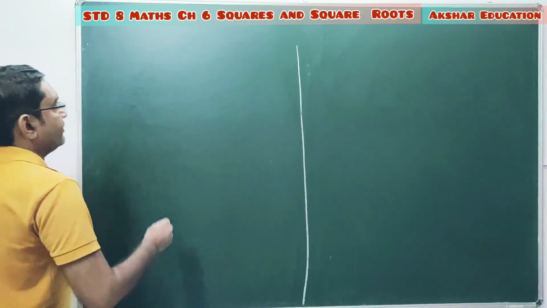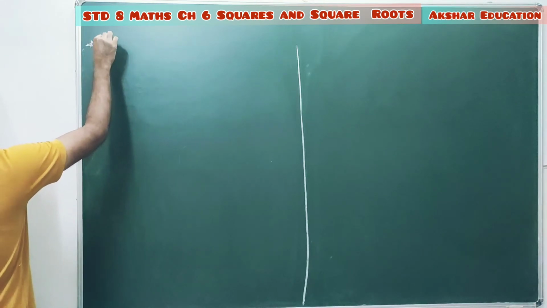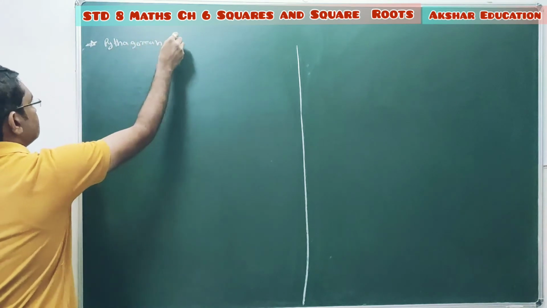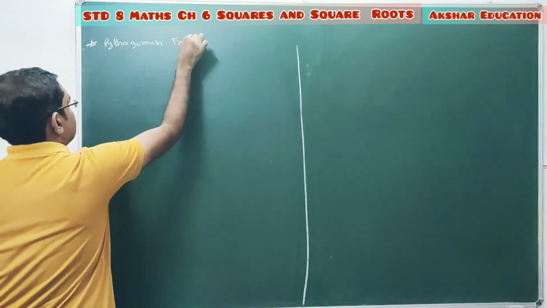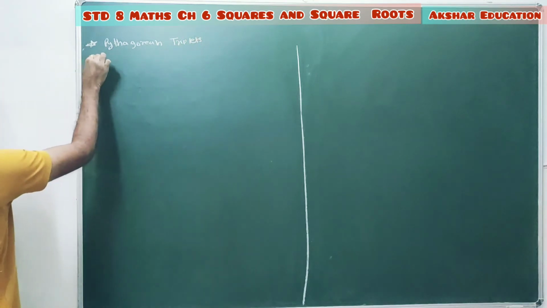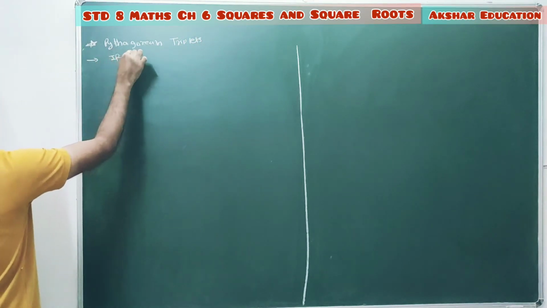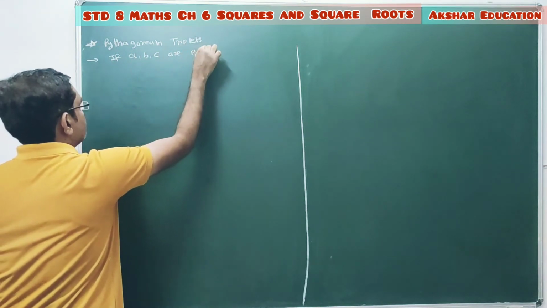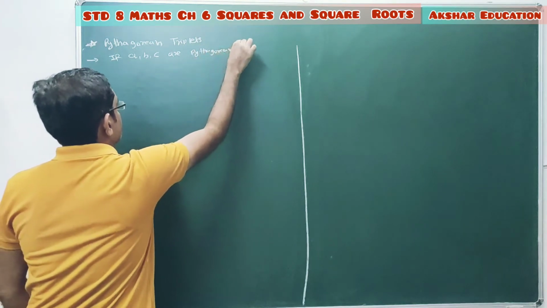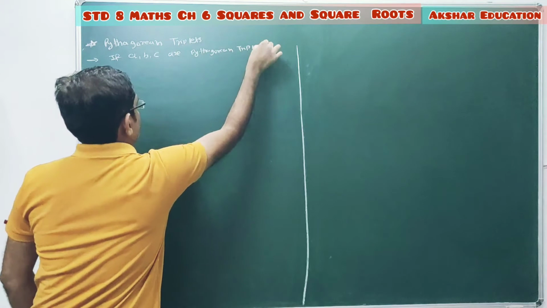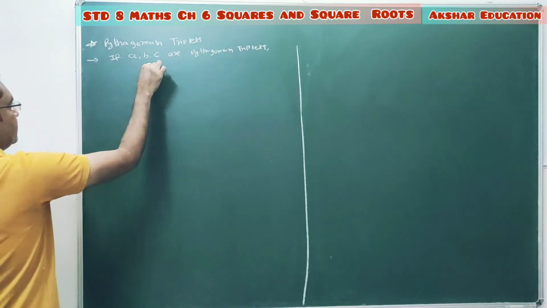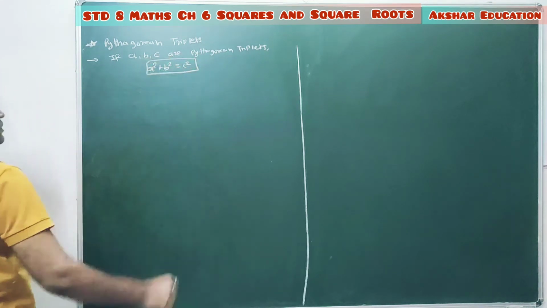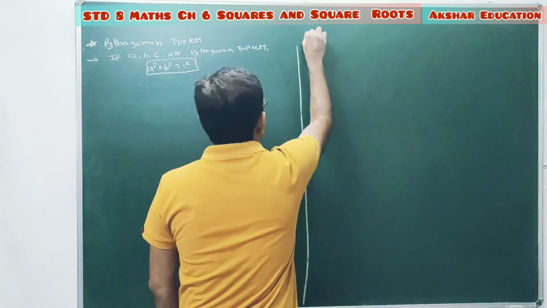Now we'll discuss Pythagorean triplets. So what is Pythagorean triplets? Here we are given that if natural numbers a, b, c are Pythagorean triplets, then we can say that a square plus b square equal to c square. This is given. One more property is there.